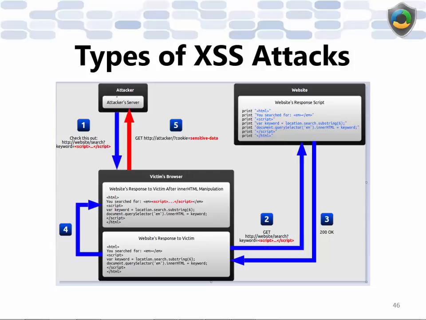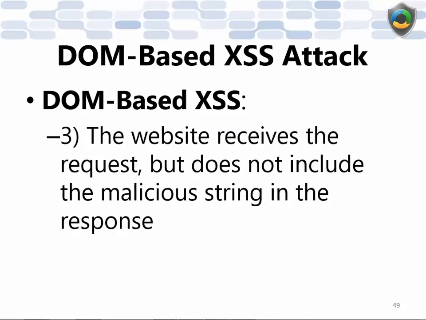So in step 1 here, the attacker crafts a URL containing the malicious string and sends it to the victim. In step 2, the victim is again tricked by the attacker into requesting the URL. In step 3, the website receives the request, but it does not include the malicious string in the response. In step 4, the browser executes the legitimate part of the response, which causes the malicious script to be inserted into the page. Finally, in step 5, the victim's browser executes the malicious script without them even knowing it. And here are those 5 steps.